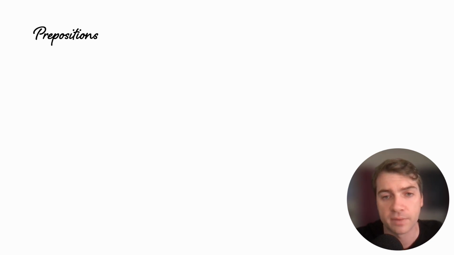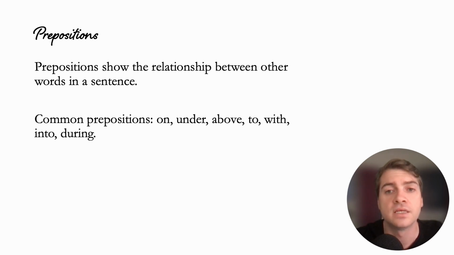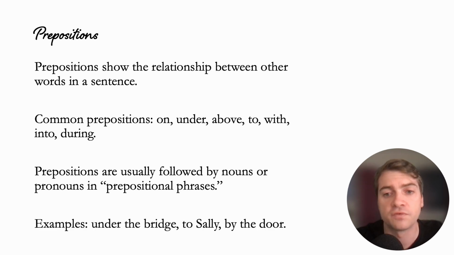Okay, last one, prepositions. Prepositions show the relationship between other words in a sentence. Some common prepositions are on, under, above, to, with, into, and during. Prepositions are usually followed by nouns or pronouns in what we call prepositional phrases. So some examples of prepositional phrases are under the bridge, to Sally, or by the door.